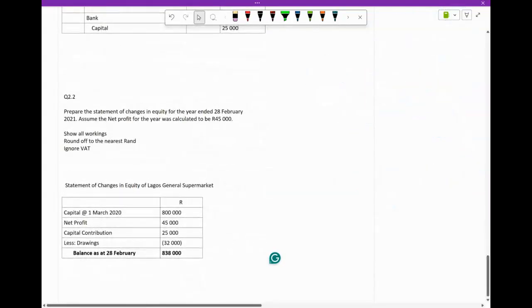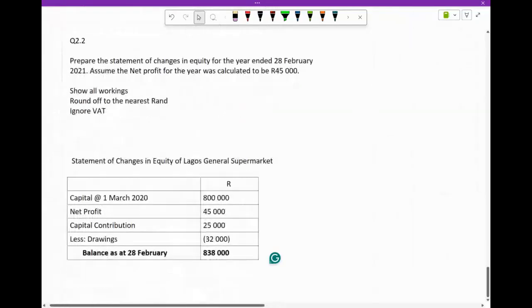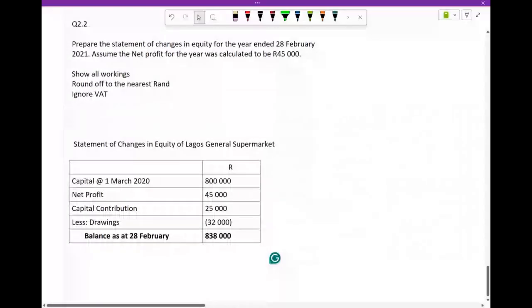Okay, then you go to question 2.2, which I have already put together there for you. And this is why I was saying I love this paper, because they did a good job of assessing things that don't typically come, but also were brought within the realms of unit 3 and 4. So if you didn't have a good understanding of both units, it was a good assessment for you. And if you did, it was a good assessment for you, because you would have shown how much you actually know. So here they say prepare the statement of changes in equity.